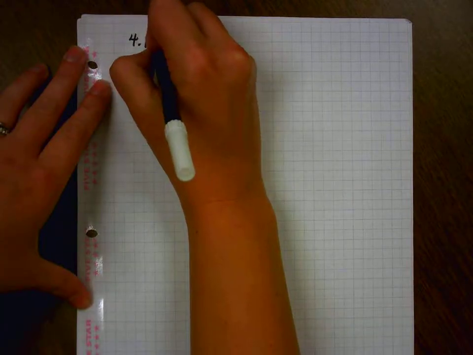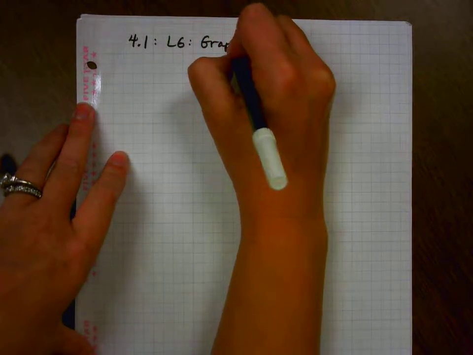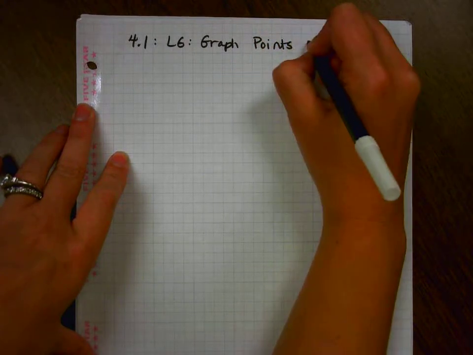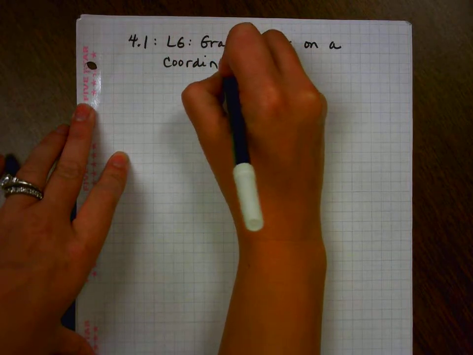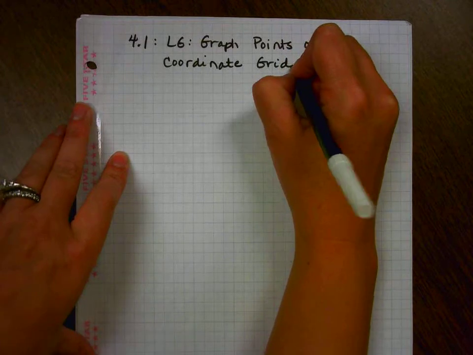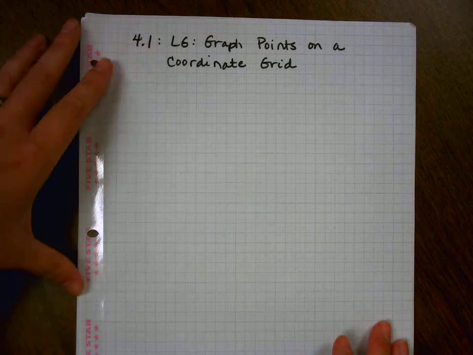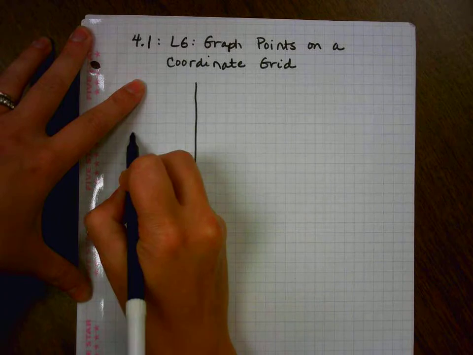Okay, so today we are in section 4.1, and our learning goal is to be able to graph points on a coordinate grid. If we're going to graph points on a coordinate grid, the first thing we have to understand is how the coordinate grid is set up and what all the different vocabulary words are that go along with it. So we're going to go ahead and draw a proper coordinate grid.